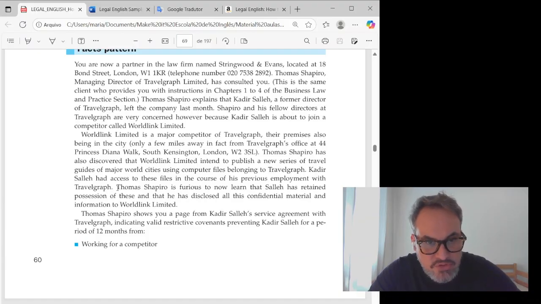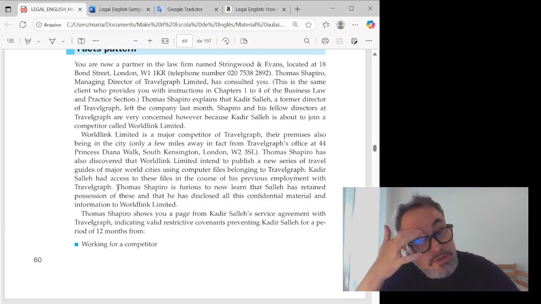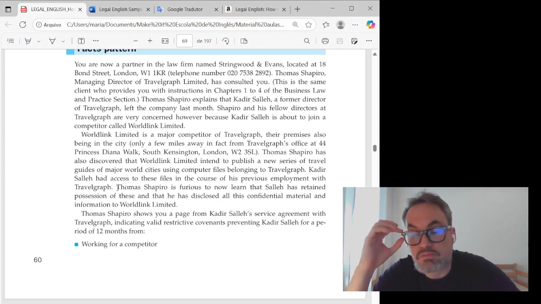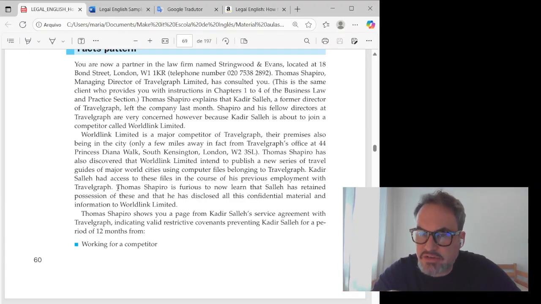Thomas Shapiro is furious to now learn that Saleh has retained possession of these and that he has disclosed all the confidential material and information to WorldLink Limited. So he now understands that his former director is going to use the company's computer files to give to the rival company.